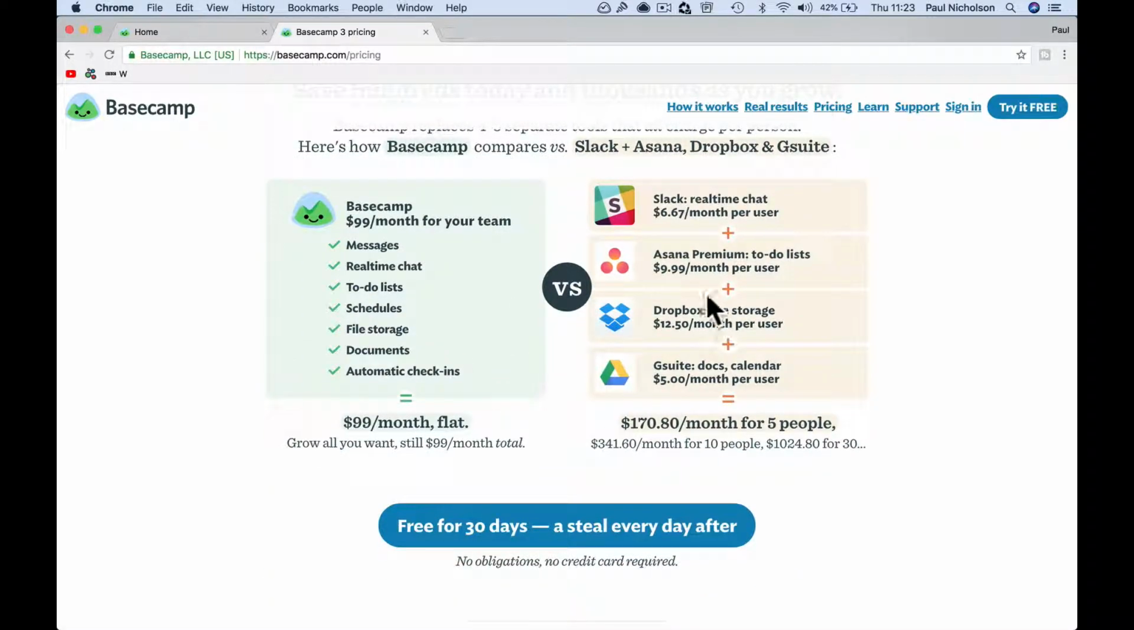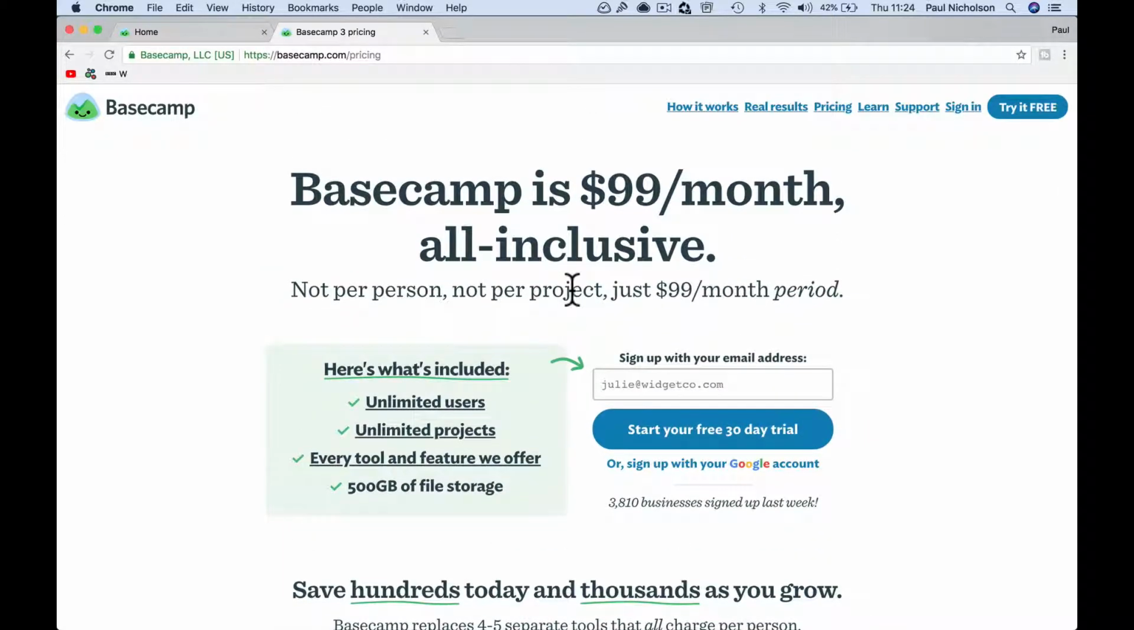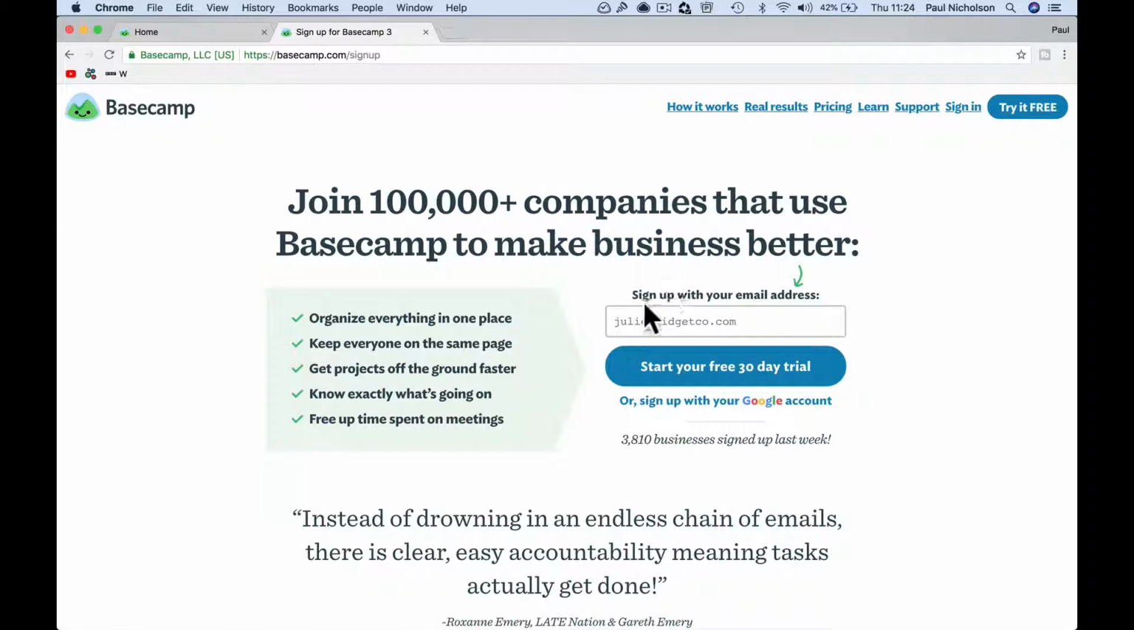And there's some examples here of Slack pricing and Asana pricing and Dropbox and G Suite, and they're saying it's going to cost you $180 with 5 people, but it's $99 all in. Everything's included for $99 a month. And if you're thinking that's too much, I would say don't pause at this point. I would say watch the rest of the video and make your own mind up and try the 30-day free trial. Right, give it a try.